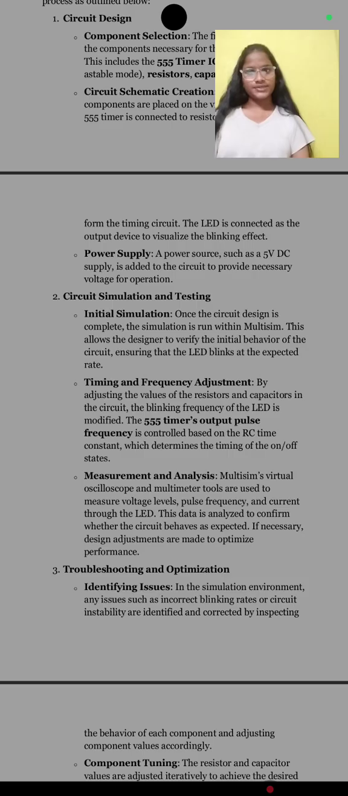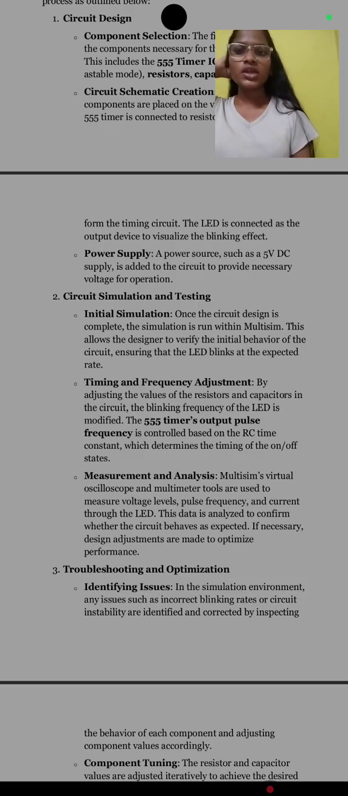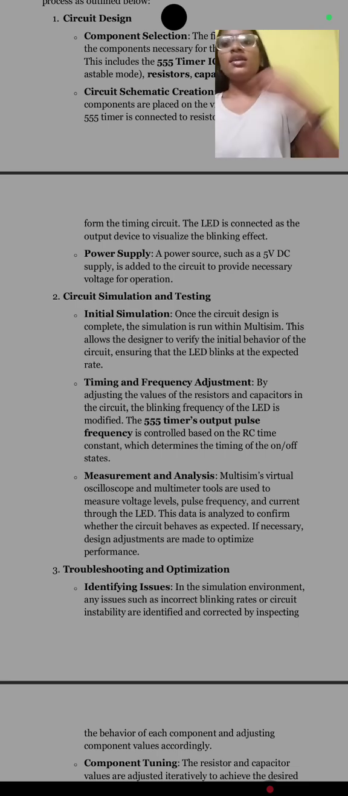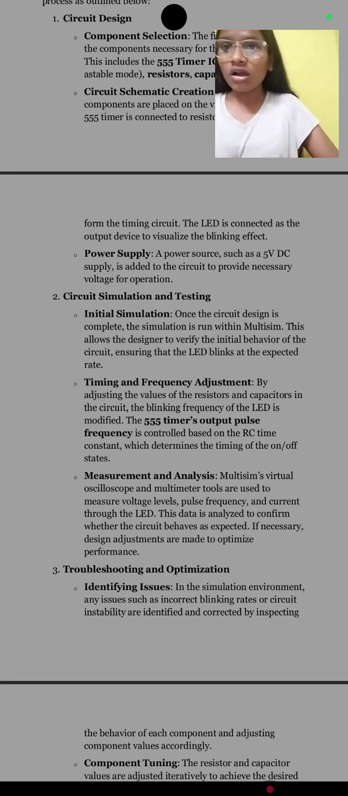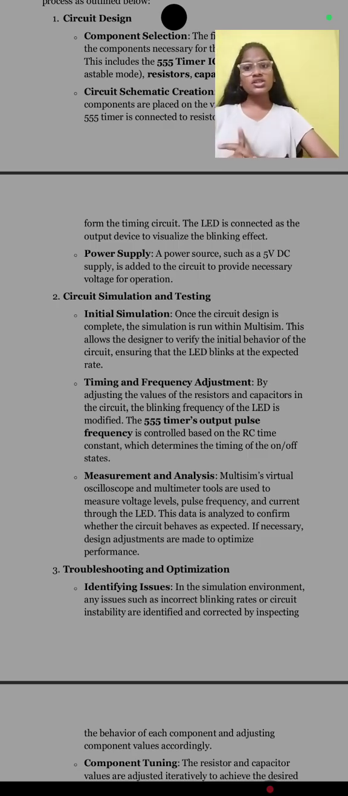Circuit simulation and testing. Initial simulation. Once the circuit design is complete, the simulation is run within Multisim. This allows the designers to verify the initial behavior of the circuit, ensuring that the LED blinks at the expected rate. Timing and frequency adjustment. By adjusting the values of the resistors and capacitors in the circuit, the blinking frequency of the LED is modified. The 555 timer's output pulse frequency is controlled based on the RC time constant, which determines the timing of the on-off states.